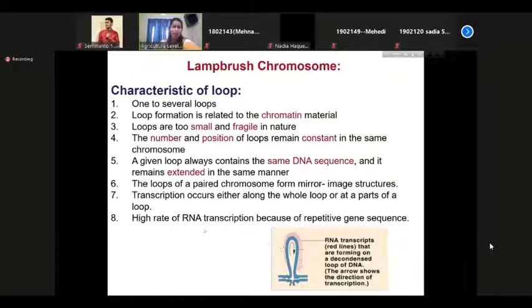Okay. These types of loops have a very high rate of RNA synthesis. You can see so many RNAs are being produced, and the rate of RNA synthesis is very high because of the repetitiveness of the gene sequence that I told you about. In the loops, the genetic sequences are repeated several times. That's why the RNA synthesis rate is very high.